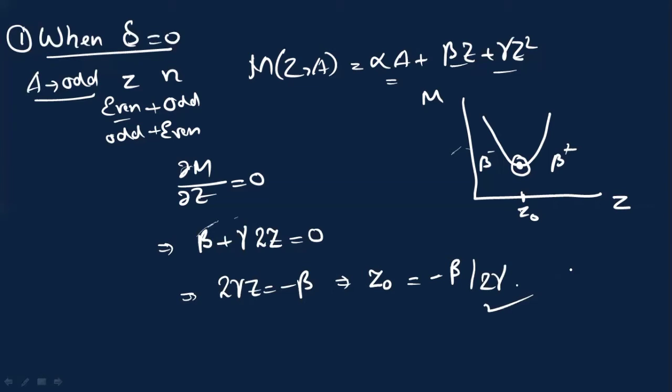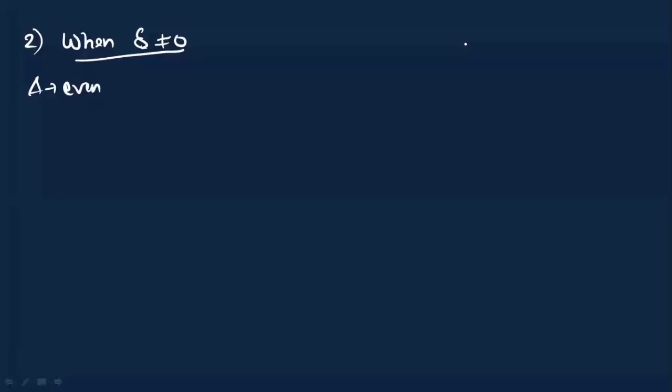Now, next we will see when the value of delta is not equal to 0. This is the second case. And here I have already said that when you have one parabola, then there will be only one stable isobar. The number of parabolas is equal to the number of stable isobars. Now you will see when delta is not equal to 0. So delta is not equal to 0 when A is even. Right. So when will the value of A be even? When the number of protons and the number of neutrons are either both odd or both even.